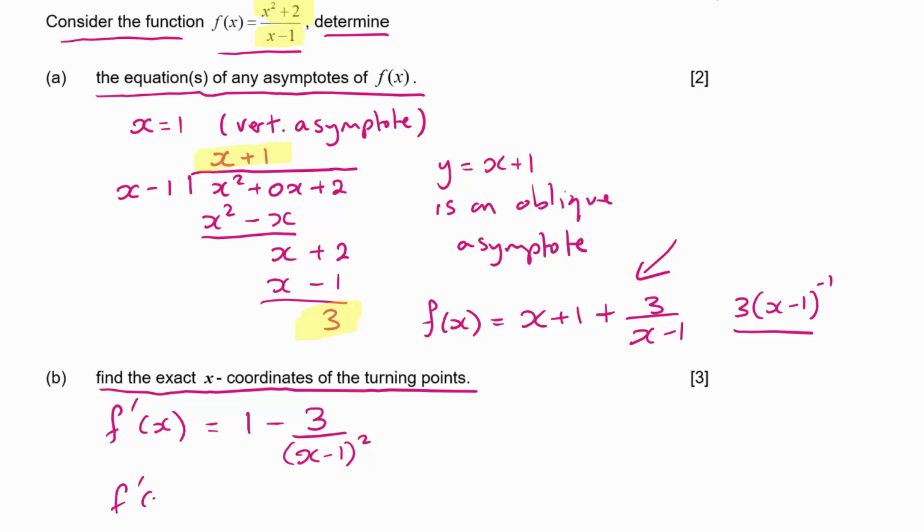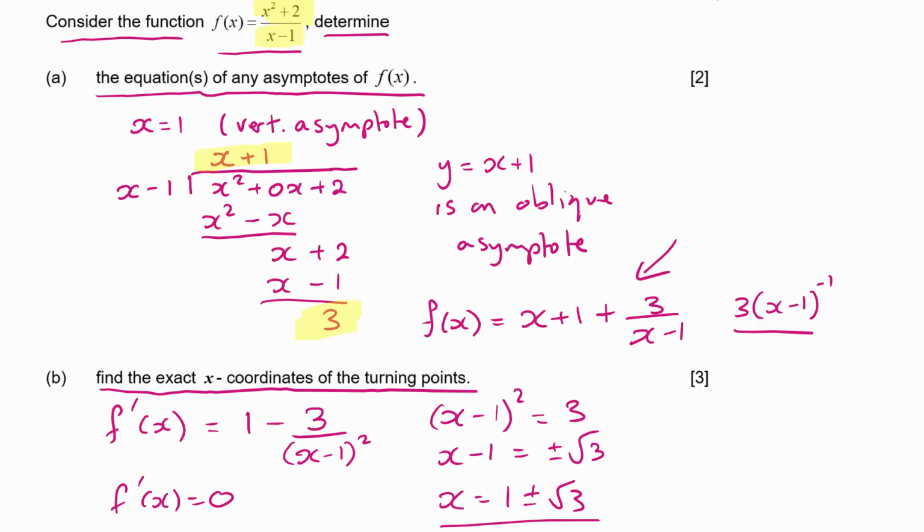So if we're interested in turning points, that would mean that x minus 1 all squared would be equal to 3, because then we'd have 1 take away 1. So x take away 1 would be plus or minus root 3, and therefore x would be 1 plus or minus root 3.